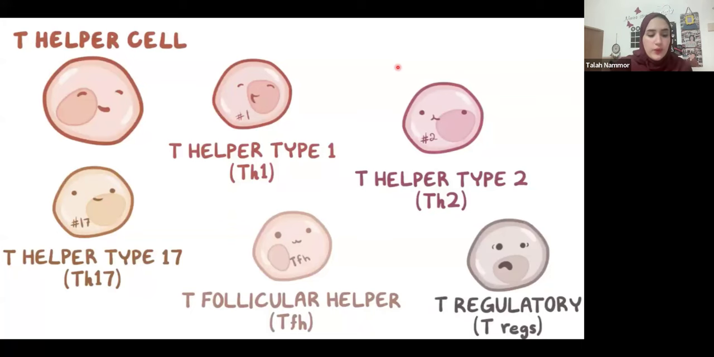Okay? Then we have T helper 2. Who can tell me what T helper 2 secretes?